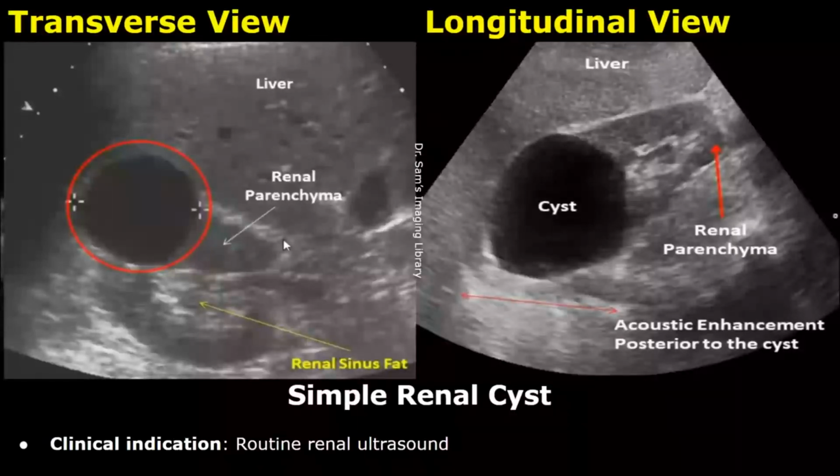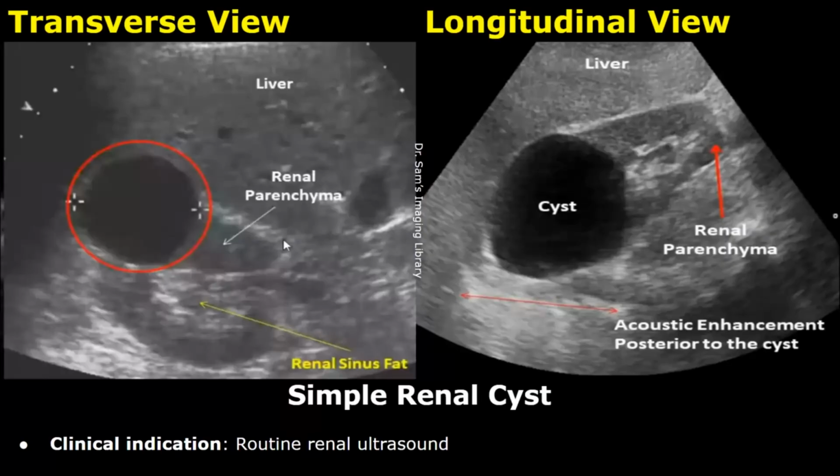And this video is about kidney ultrasound reporting. We will see how to write kidney ultrasound reports. This will include findings and impression and will only involve the kidneys. Other organ reports are not included. The first case is of simple renal cyst. The clinical indication in this example is a routine ultrasound.